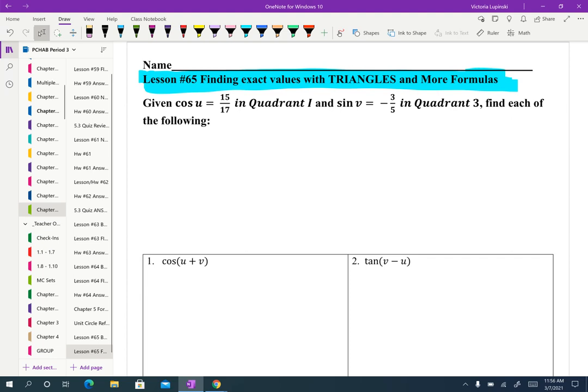So take a look here. You are given 2 pieces of information, one about u and one about v. You are told that the cosine of u is equal to 15 over 17, and that lives in quadrant 1. Then you are told something about v, which is that the sine of v is equal to negative 3/5, and that lives in quadrant 3. You're going to be asked to find the following 4 things.